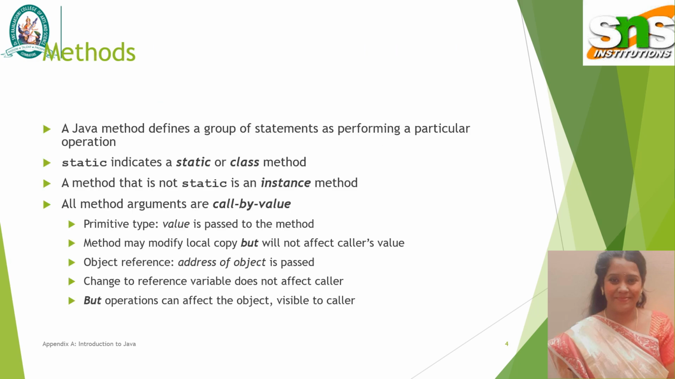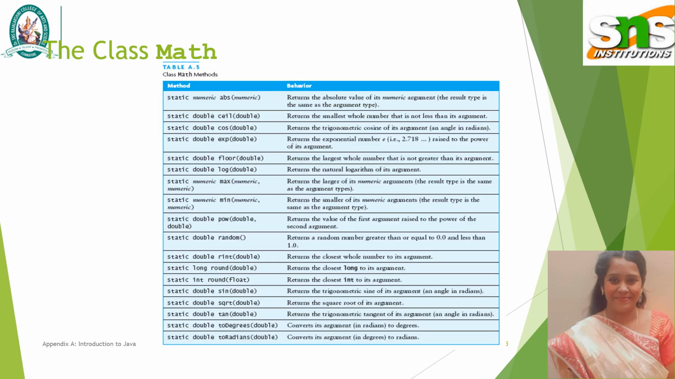Methods in Java. Java defines a group of statements for particular operations, and it also indicates the static and the class method. The method is invoked on an object instance. All the method arguments are passed as call by value. For a primitive data type passed to a method, the method may modify a local copy, but it does not affect the caller's value. For an object reference, the address of the object is passed. A change to the reference variable does not affect the caller, but the operations can affect the object that is visible to the caller.